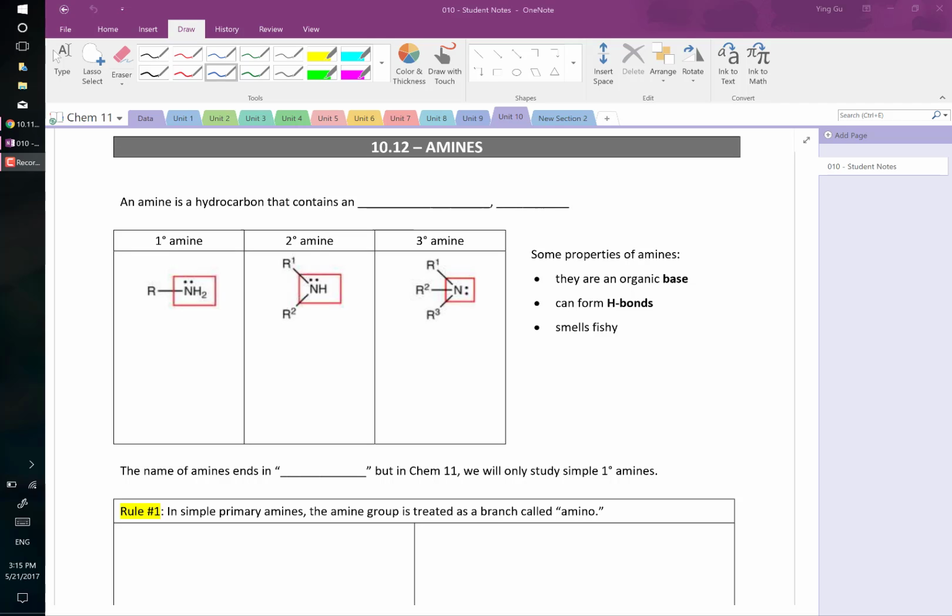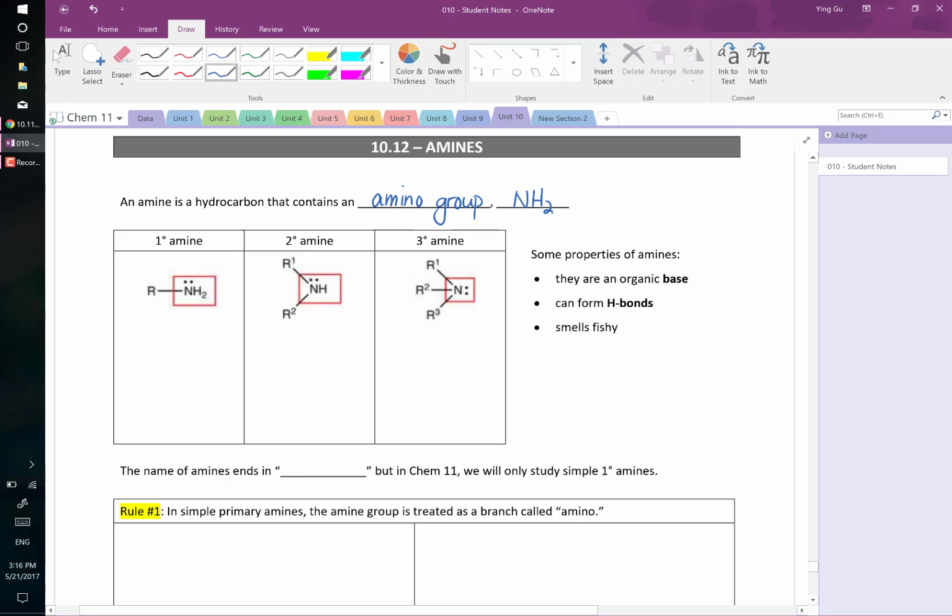Amines. An amine is a hydrocarbon that contains what we call an amino group. And an amino group is just something that contains nitrogen, and the group that we typically see here is an NH2 group. Now there's three kinds of amines.